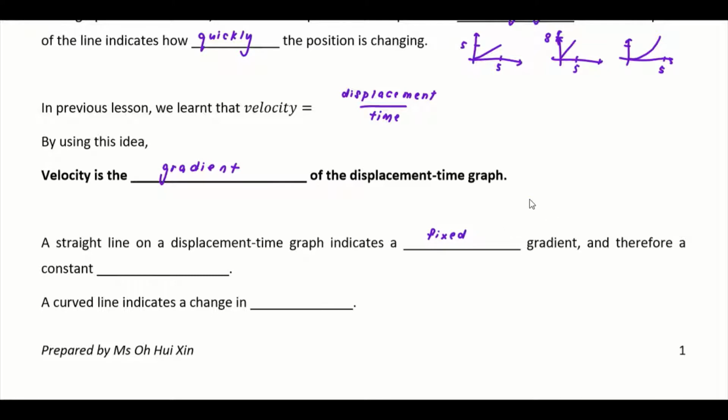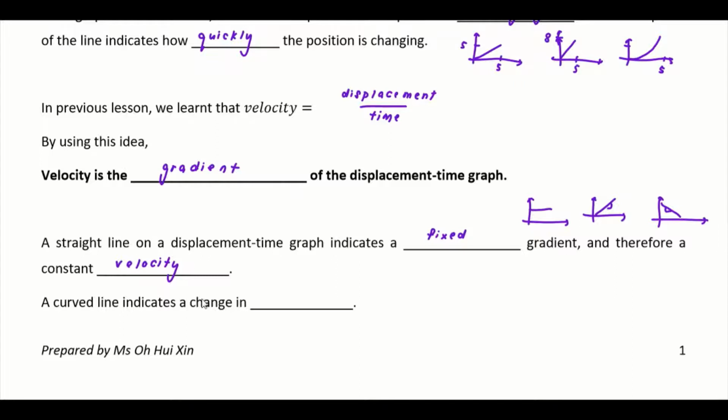No matter whether your graph is a horizontal one, or like this one, or the other way around, since they are all straight lines, no matter where you try to measure it, they will still give you the same gradient. So if they give you a fixed gradient, that means they give you a constant velocity. The velocity doesn't change according to the time.